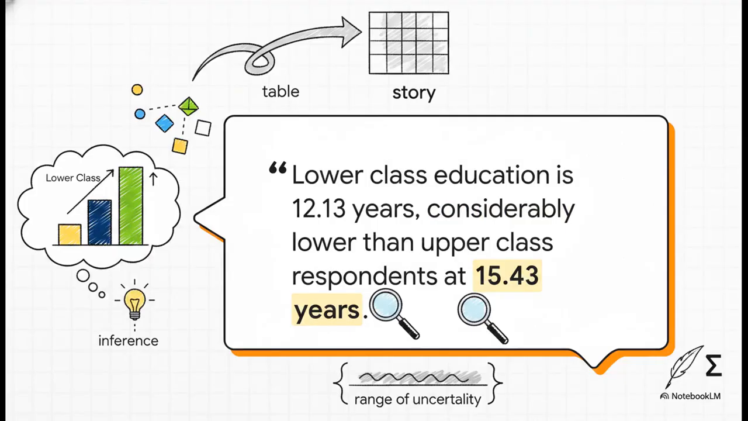And this is how you turn that table into a story. You state your finding in plain English, you provide the key numbers to back it up, and you include that confidence interval to be totally transparent about your uncertainty. This is how you write like a social scientist.